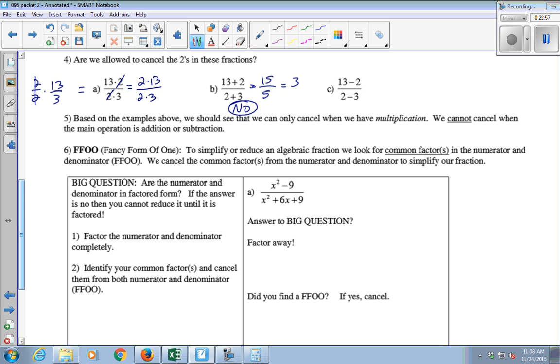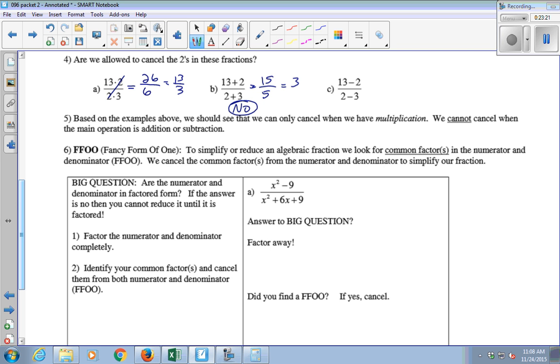So I could do the same little check on the first one. 13 times 2 over 2 times 3, just multiply the tops, multiply the bottoms. 26 over 6, that would reduce to 13/3, right? So I could have just canceled the 2's from the outset.